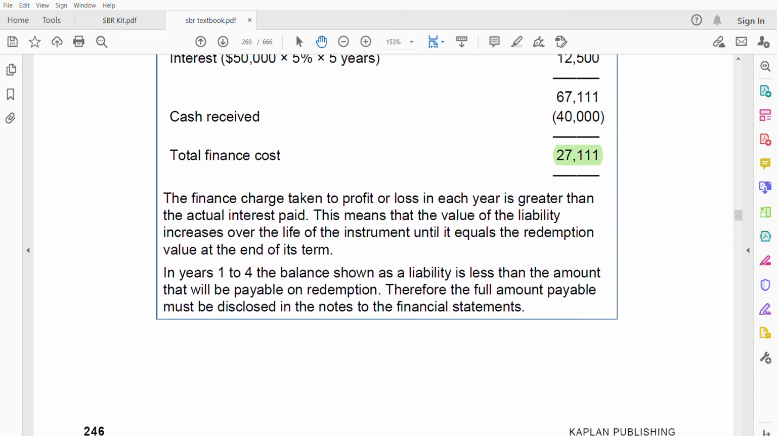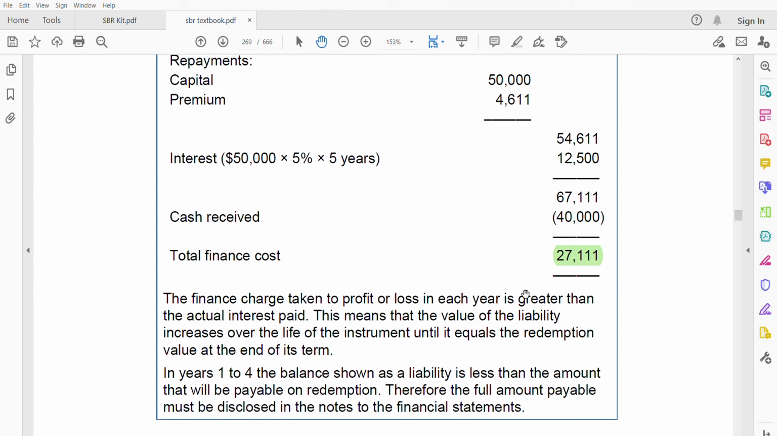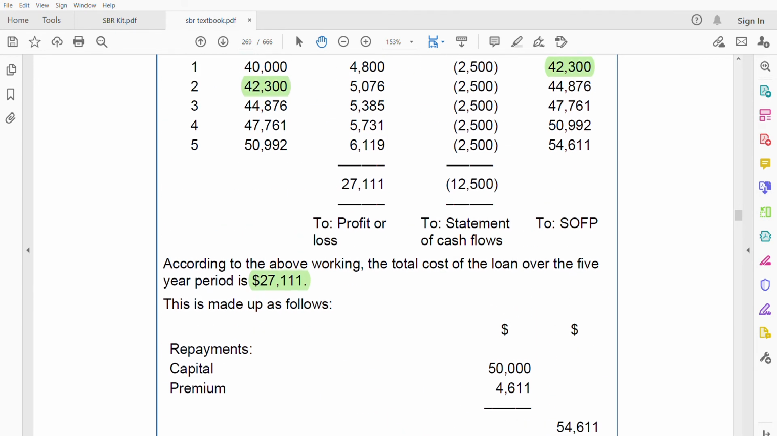Now, if you see, the finance charge taken to profit and loss in each year is greater than the actual interest paid. This means that the value of the liability increases over the life of the instrument until it equals the redemption value at the end of its term. What is the finance charge? It is 12,000. But the actual payment is how much? 12,500 only. You see?